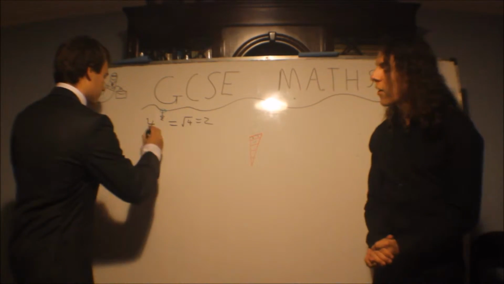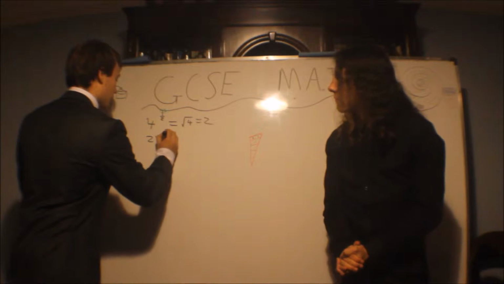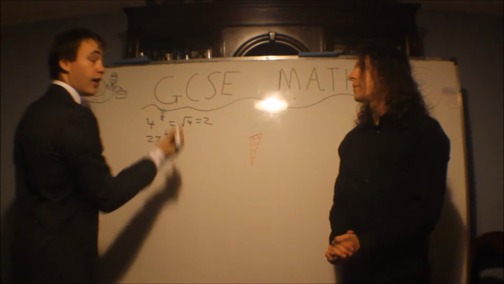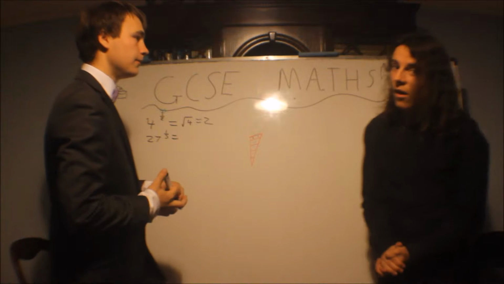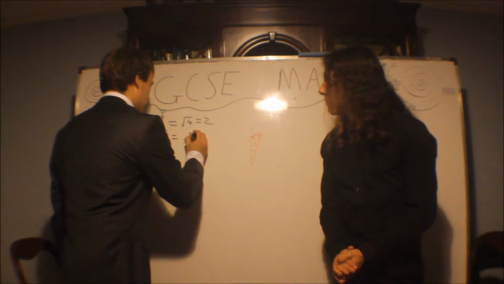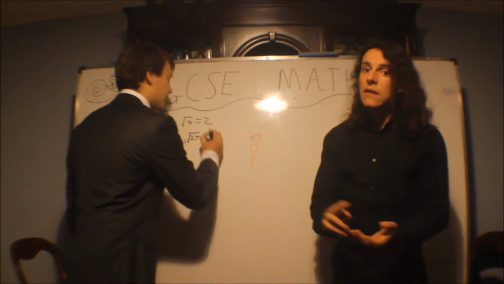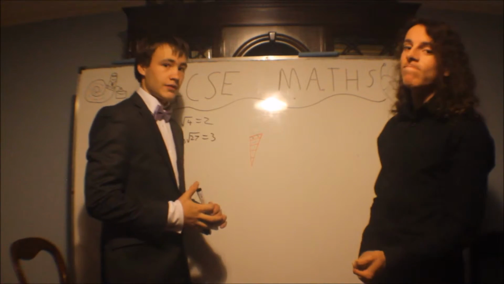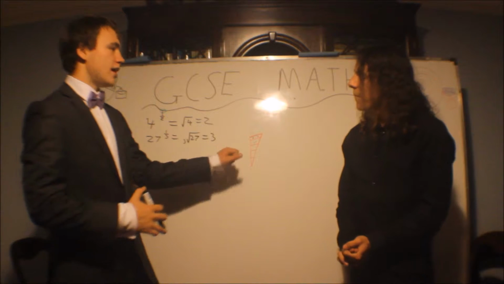I'll give you another example. 27 to the third. So it's not a half this time, it's a third. What does it mean? Well, that'd be a cube root, Wayne. Cube root of 27 is 3, because 3 cubed is 27. Yep, that works. So what's next on the agenda?